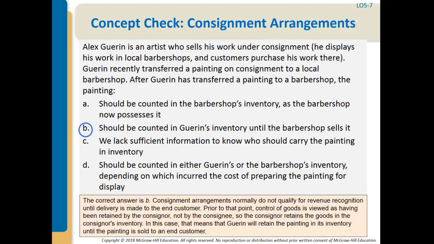So I hope you got this one. It's B. Consignment arrangements do not qualify for revenue recognition until delivery is made to the end user. Prior to that point, control of goods is viewed as having been retained by the consignor. So the consignor retains the goods in the consignor's inventory.